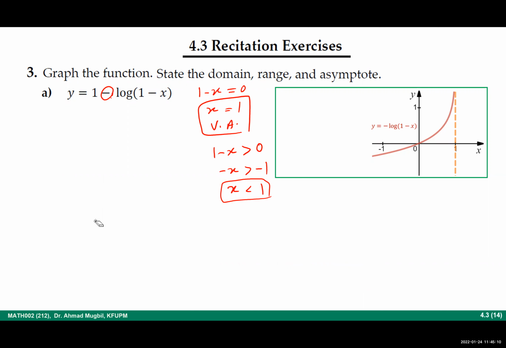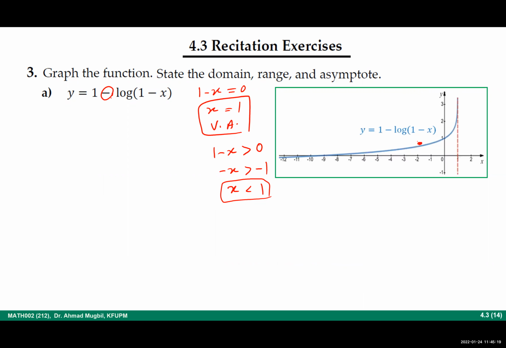1 unit. So now for the shifting, this point is 0 and 0. It will become what? 0 and 1. Here it is, 0 and 1. They still have the same vertical asymptote. The graph is like this.